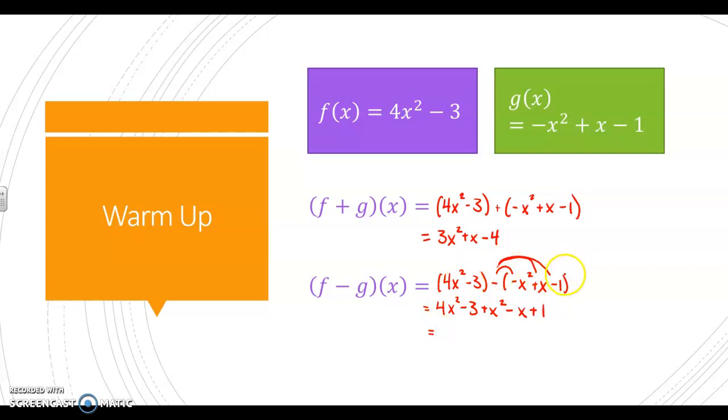So f minus g of x is equal to, that would be 5x squared, and then minus x, minus 1, or minus 3 plus 1 gives us minus 2. So that's f minus g of x.